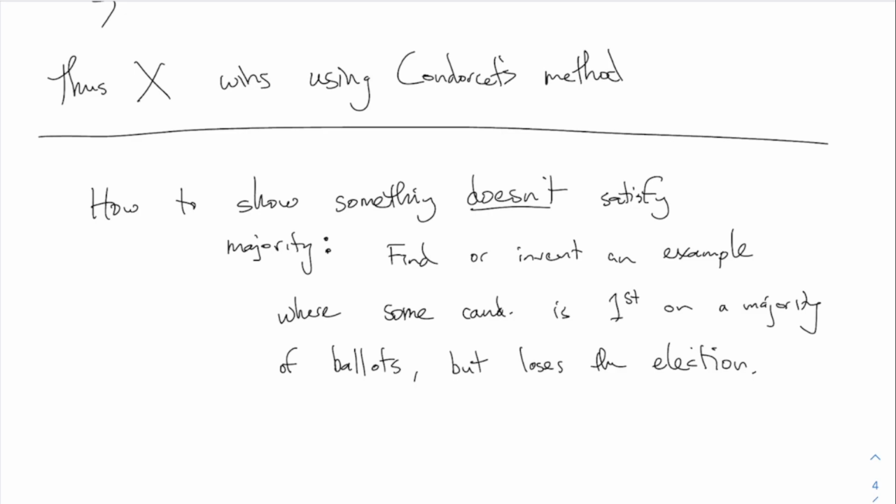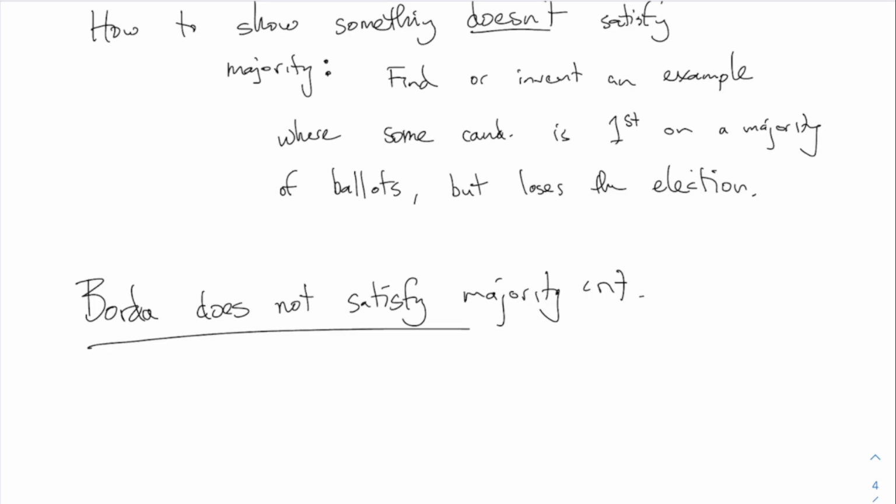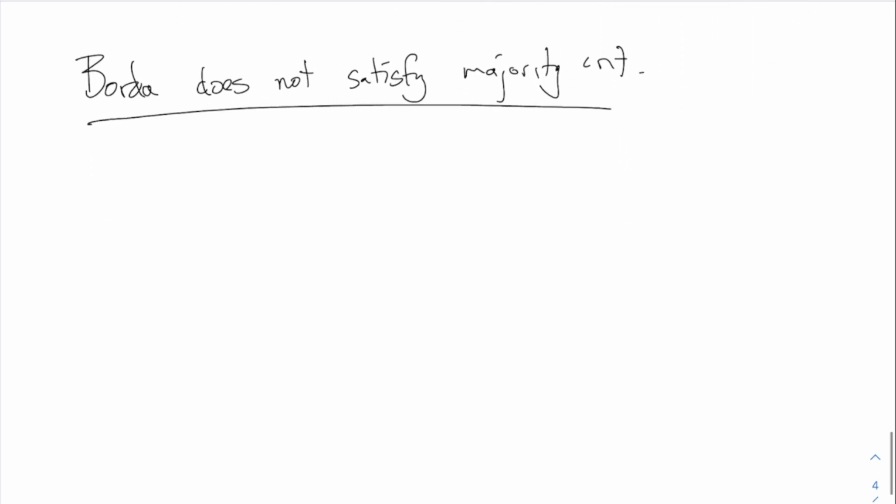So can we do this for the Borda? So Borda, it is a fact, Borda does not satisfy the majority criterion. All right? Why not? You know, these examples can be difficult to cook up, and when it comes to our test questions, I'm not going to ask you to invent on the fly some kind of complicated example.